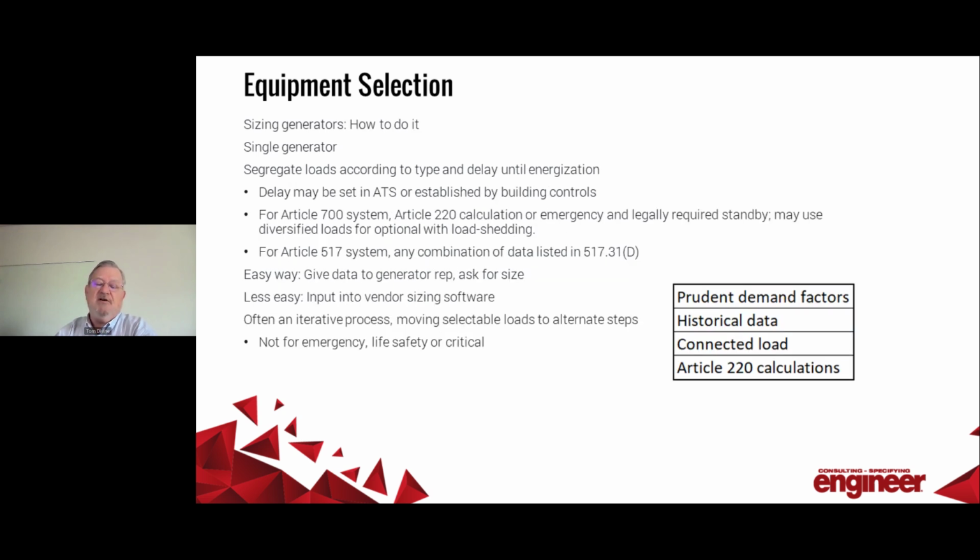So to size a generator, the first thing we do is separate the loads according to their type, things like lighting, motors, scientific equipment, medical equipment, and also by the delay from loss of power until they're energized. We separate VFD motors from across-the-line motors because they have very different starting characteristics, and we want to account for them differently.